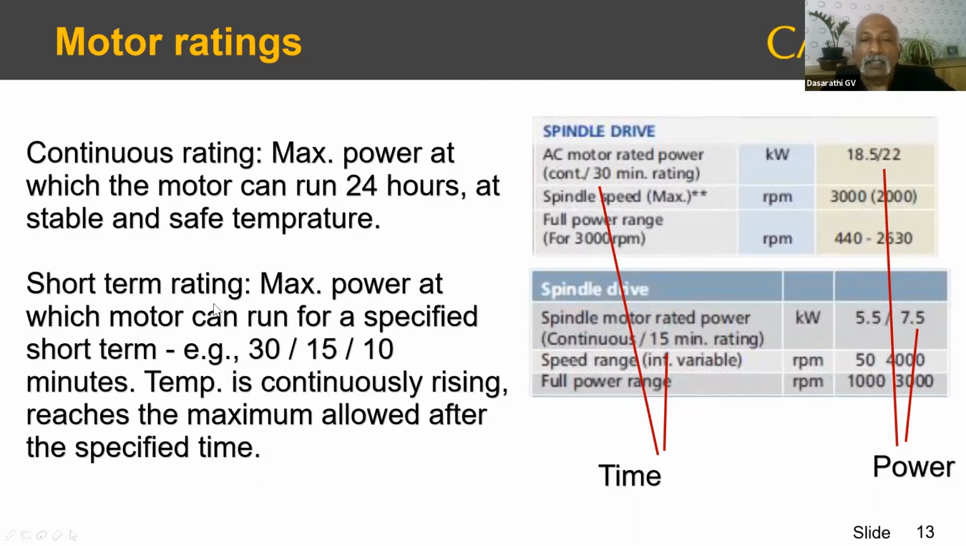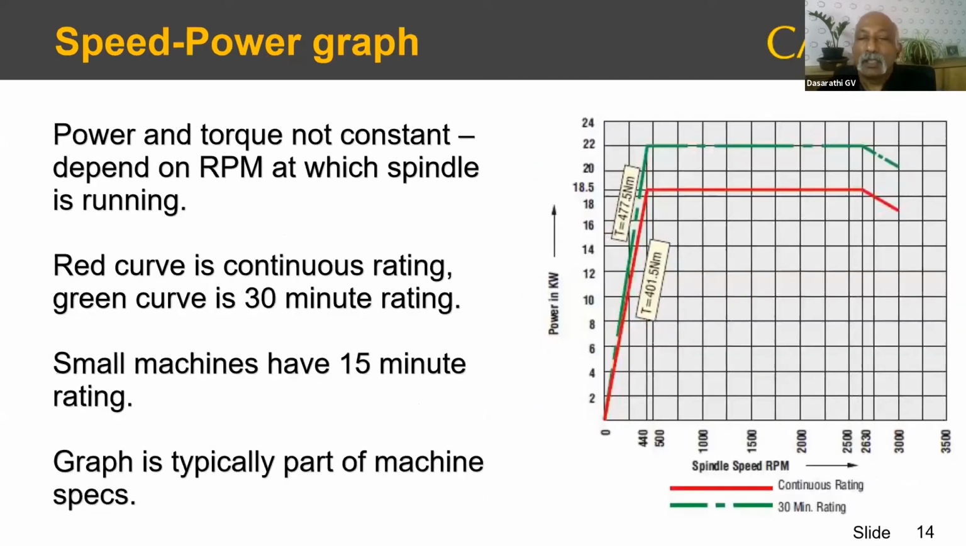Fine. This is the motor rating. There's another thing that you'll also see in most cutting tool catalogs, in most CNC lathe catalogs, or machining center catalogs. This is the speed power graph. Here you can see the earlier measurement, the 18.5/22 kilowatt motor that we saw in the previous slide. This is for the same motor.